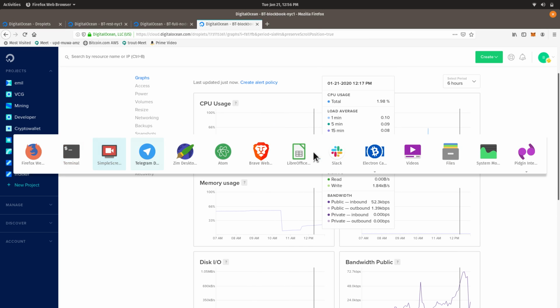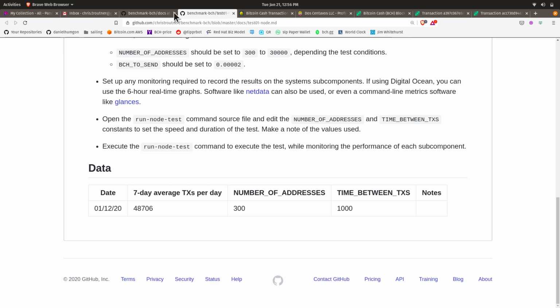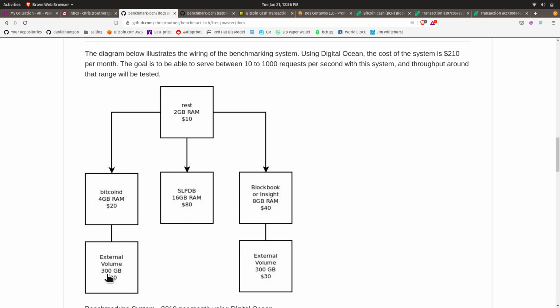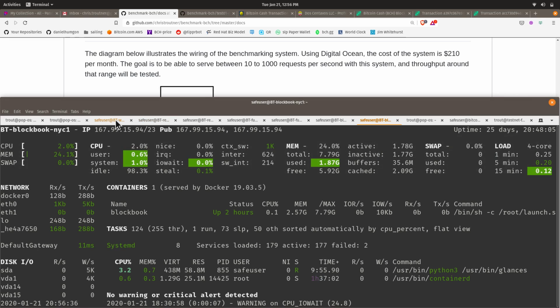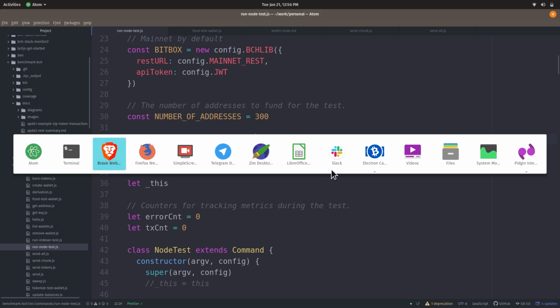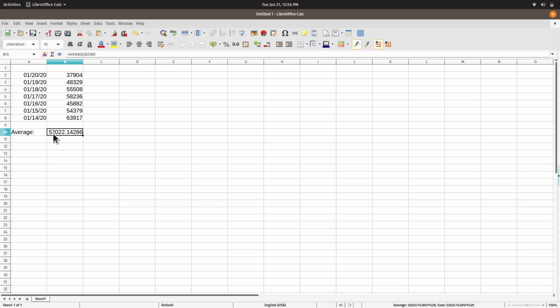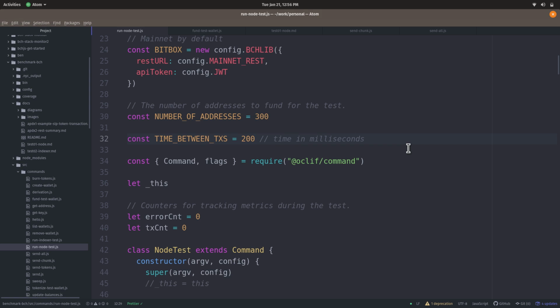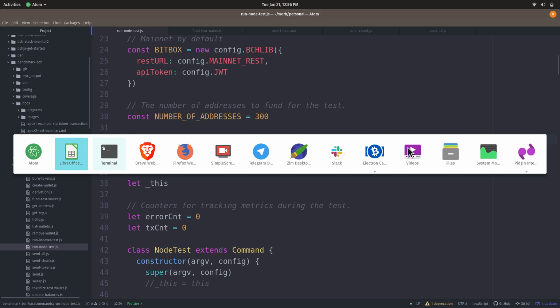Just to go back to the benchmark test, those are the subcomponents that we just looked at. SLPDB is not a factor in this. So, okay, I'm going to run the test. I captured this data in the last video, but the daily average of transactions on the mainnet Bitcoin Cash network is 52,000 a day, averaged over the last 7 days. That's important because it skews results.